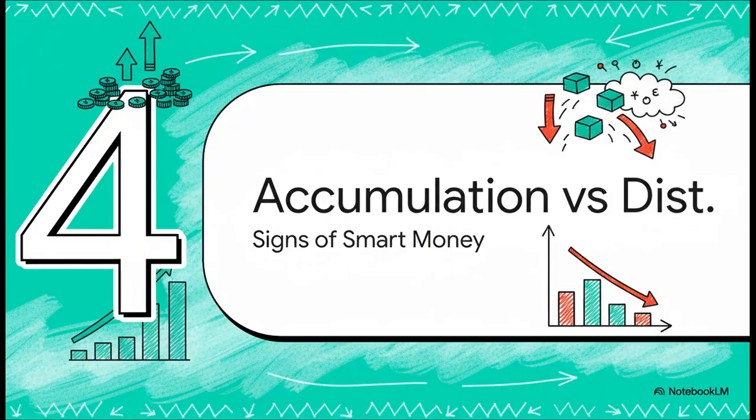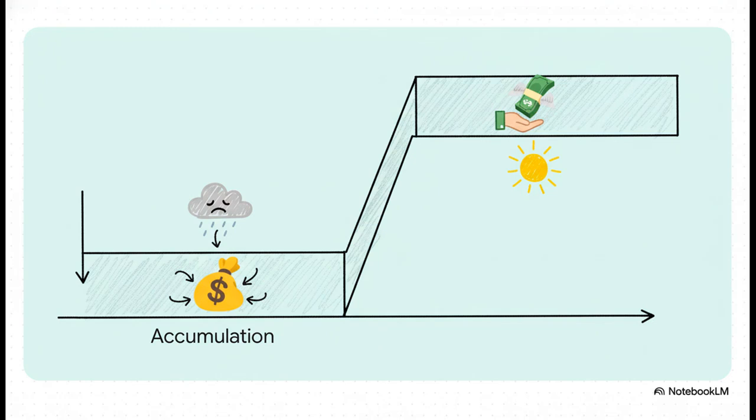Which brings us to the most critical part for any trader, the really juicy stuff. How to actually spot those 2 most important phases, accumulation and distribution. This is where you can literally see the composite operator tipping their hand. So how do we tell them apart? Well, they're basically mirror images of each other.